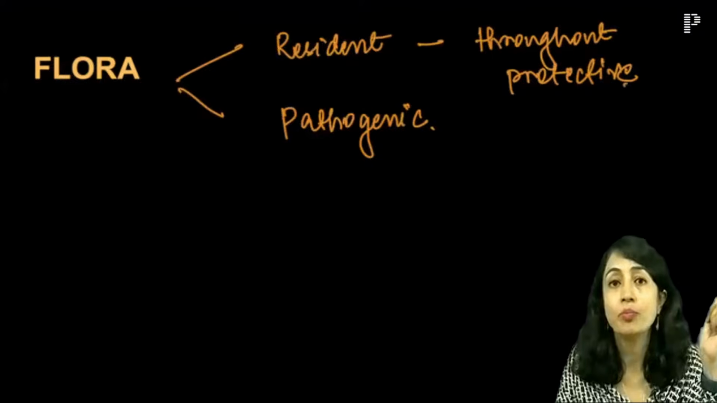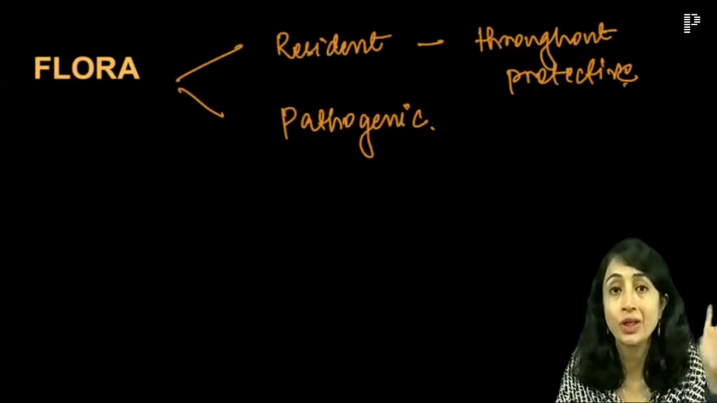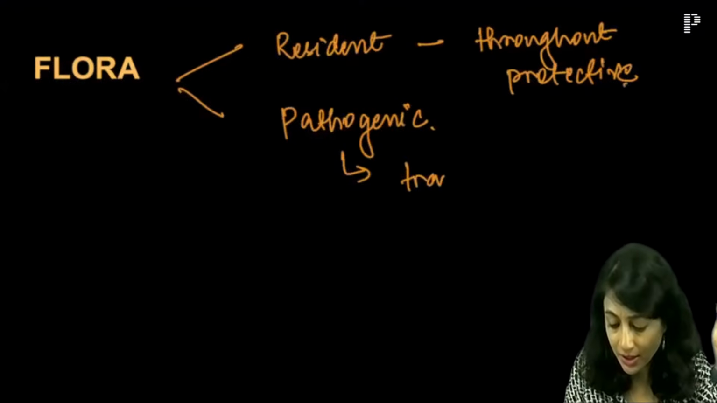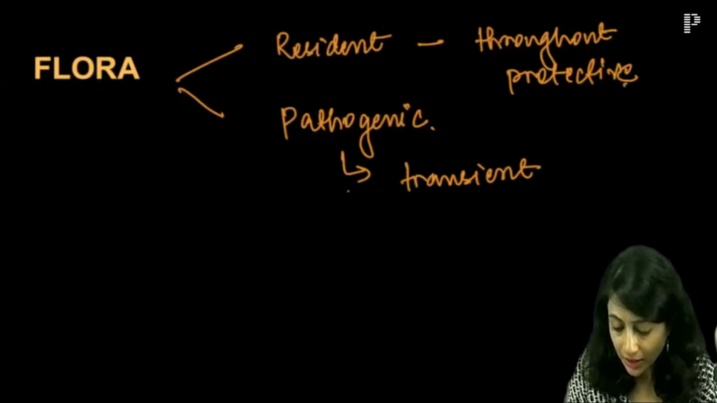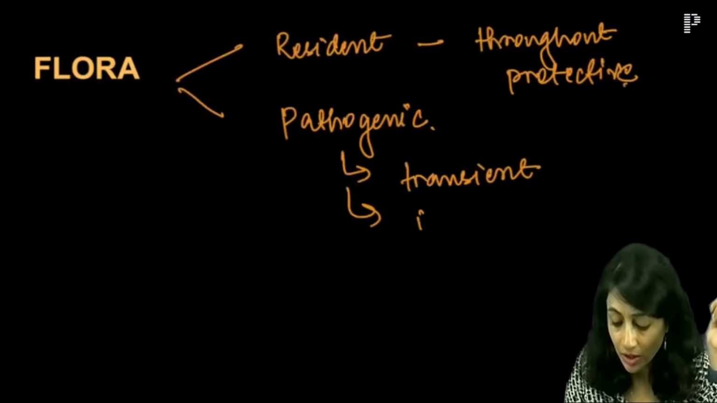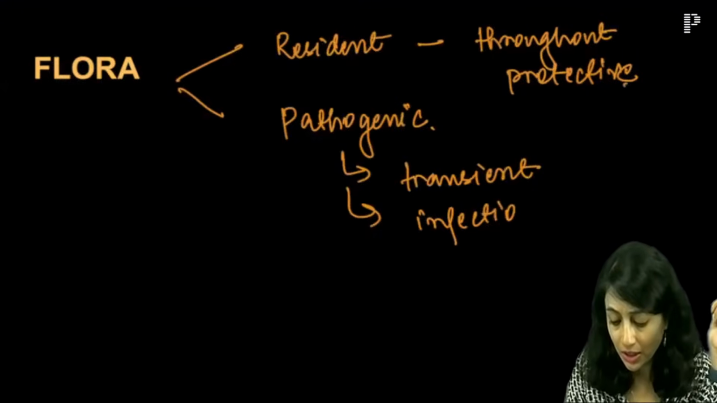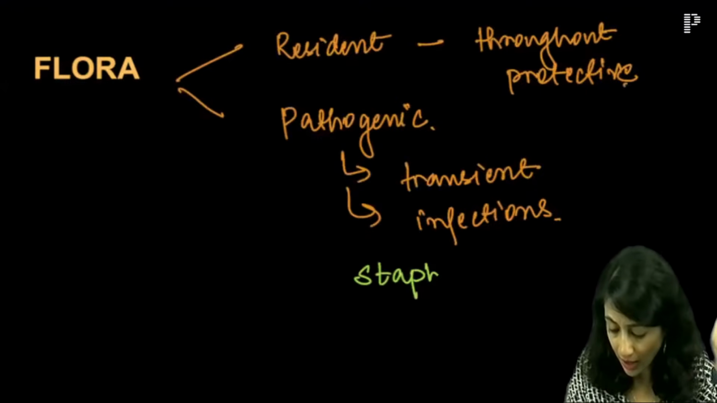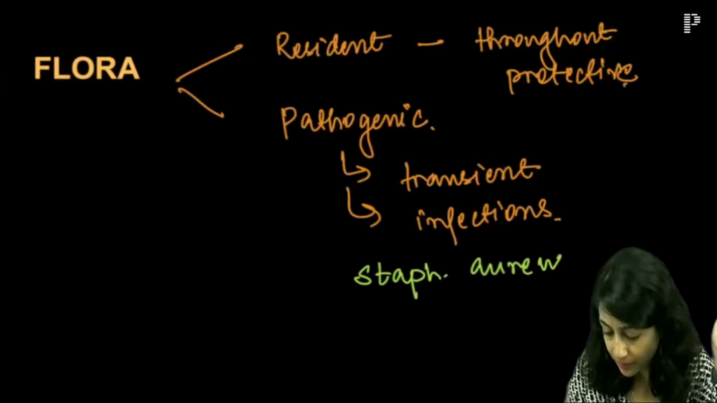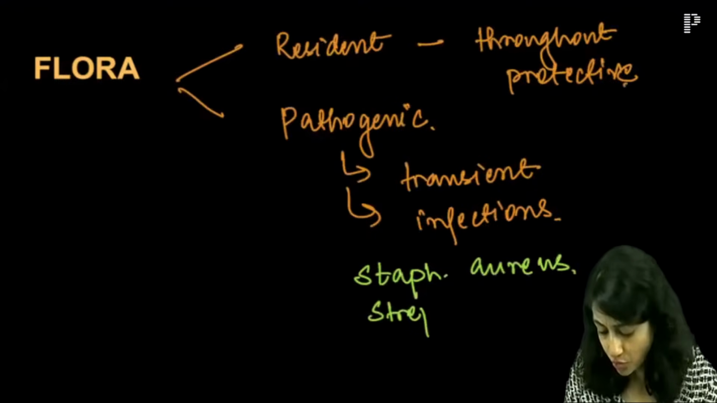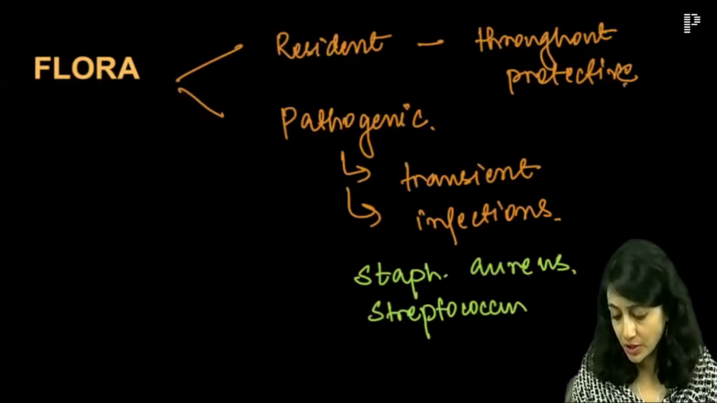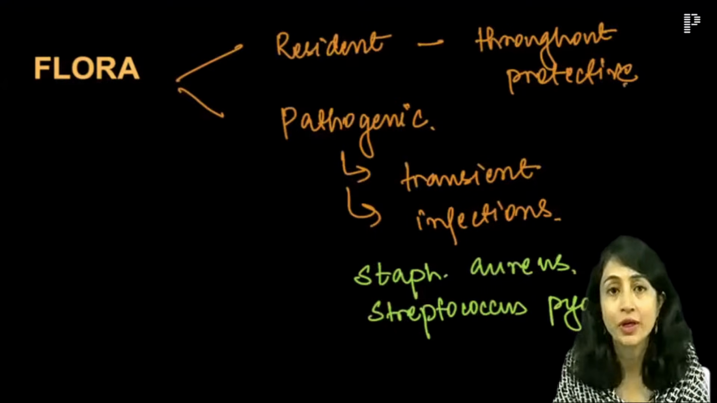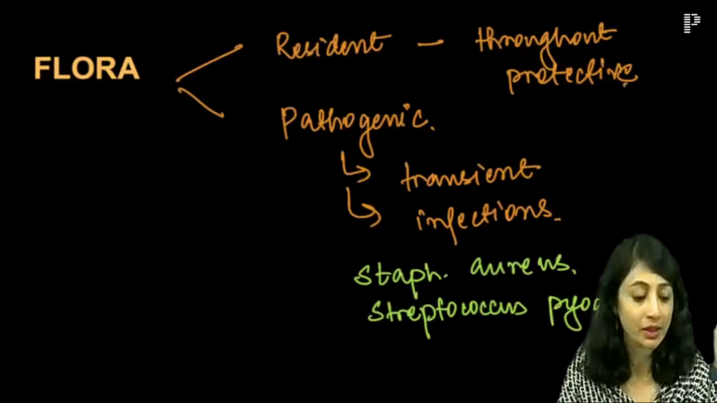The second important kind of flora that we should know is pathogenic flora. This is the flora which is transiently present on my skin, and this is the kind of bacteria which causes infections in the skin. The two most important pathogenic bacteria are Staph aureus and Streptococcus pyogenes. These are the two main bacteria which commonly infect my skin and cause various bacterial infections.